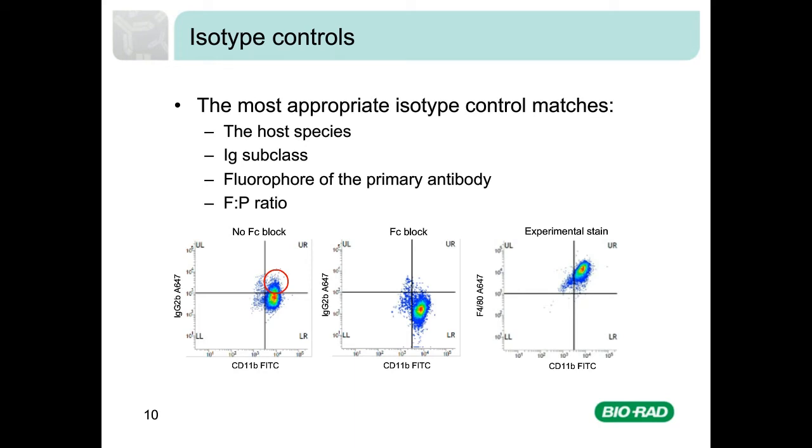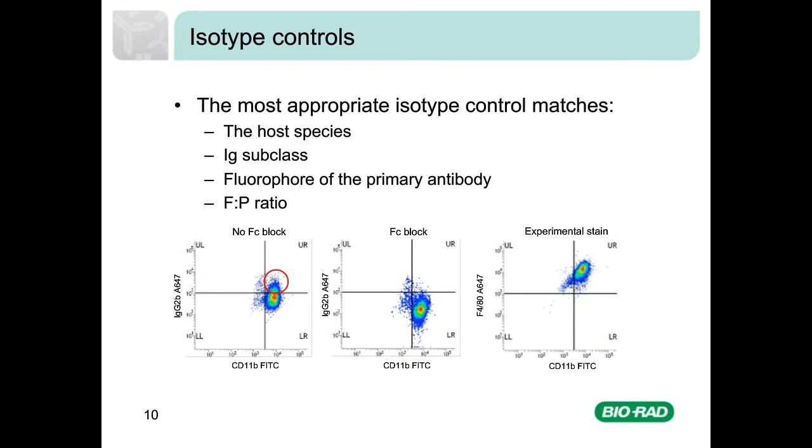An example is shown below, where J774 macrophages were stained with CD11b and F4/80, with the appropriate isotype controls included to determine specific binding. As can be seen in the plots, on the left-hand side, without an Fc block, there is isotype binding shown in the red circle. In the middle plot, when an Fc block is used, this disappears and allows you to have confidence in the staining provided by the primary antibodies as seen in the right-hand side.